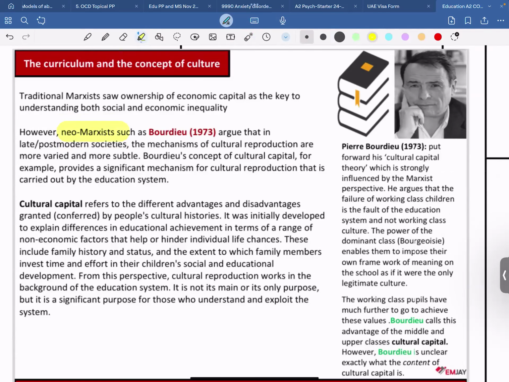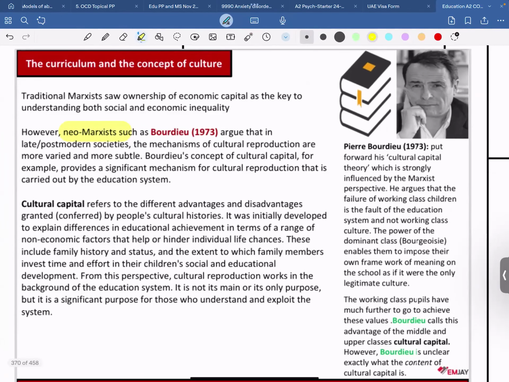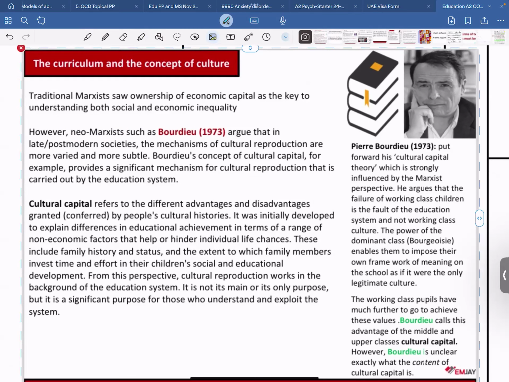argue that the mechanisms of cultural reproduction are more varied and more subtle. Bourdieu's concept of cultural capital, for example, provides a significant mechanism for cultural reproduction that is carried out by the education system. Cultural capital refers to the different advantages and disadvantages granted by people's cultural histories. It was initially developed to explain differences in educational achievement in terms of a range of non-economic factors that help or hinder individual achievement.